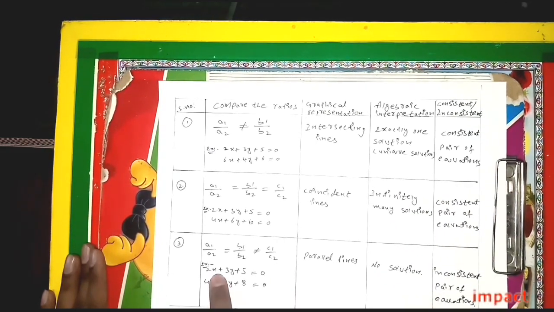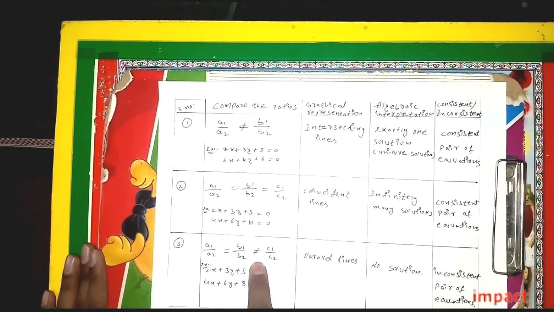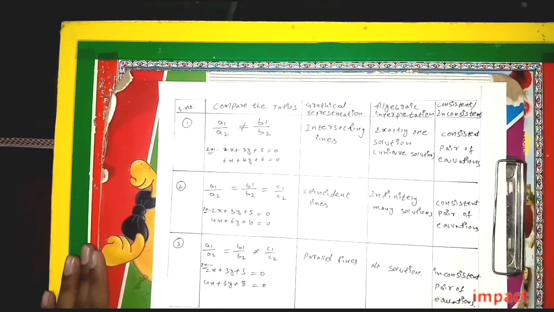Therefore, a1/a2 equal to b1/b2 not equal to c1/c2 is parallel lines, and there will be no solution because they never meet at any point. That's why there will be no solution.